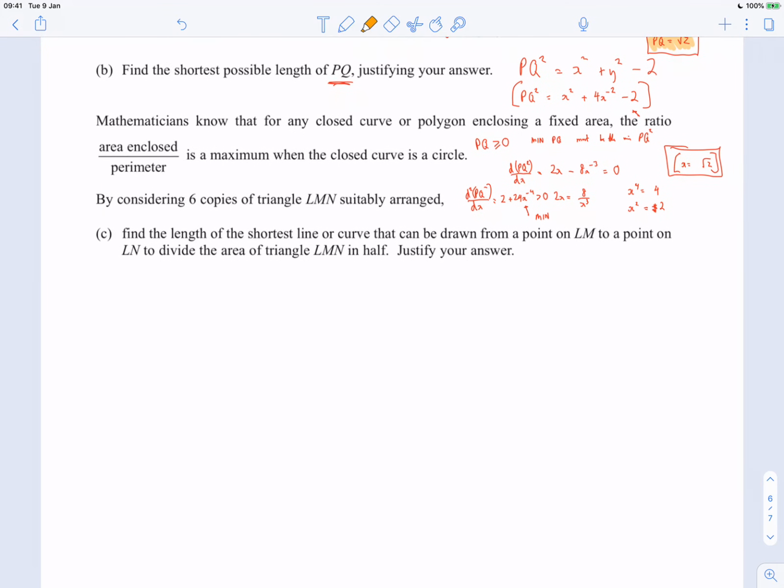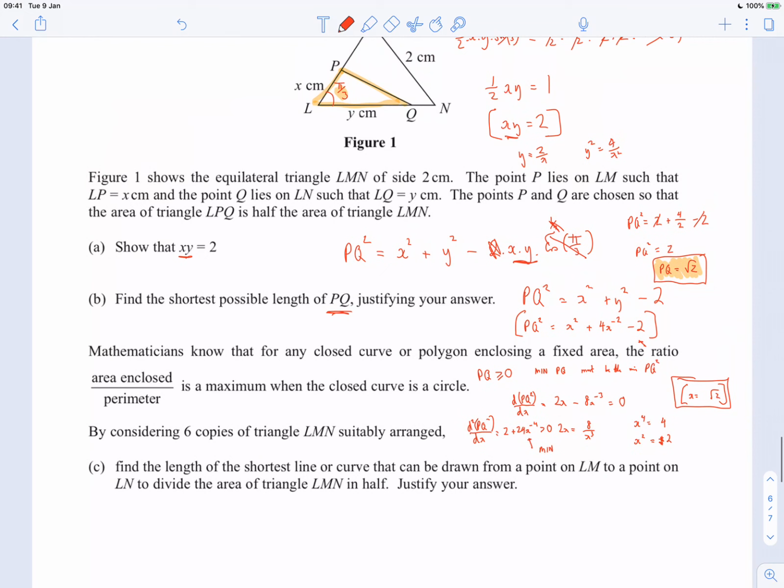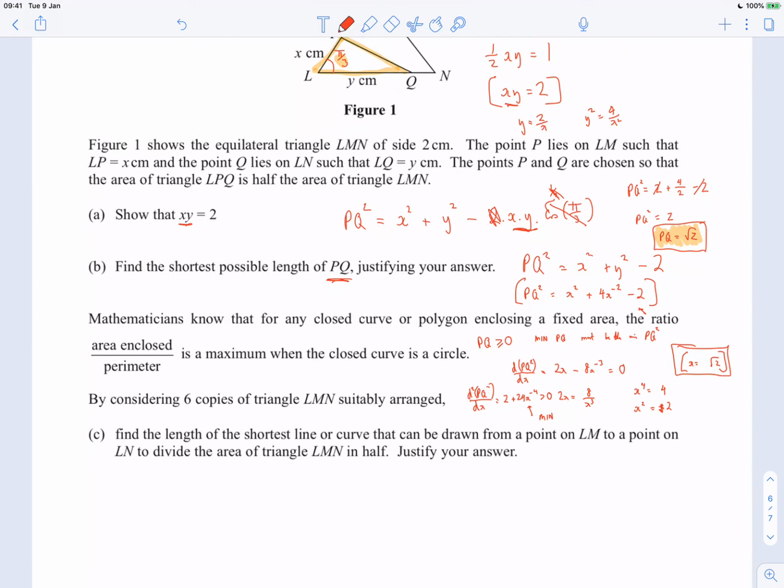Okay, mathematicians know that for any closed curve or polygon enclosing a fixed area, the ratio of area enclosed over the perimeter is a maximum when the closed curve is a circle. Okay, by considering 6 copies of triangle LMN suitably arranged, find the length of the shortest line or curve that can be drawn from the point LM to a point on LN to divide the area of triangle in half. Right, now this one, really cool actually.